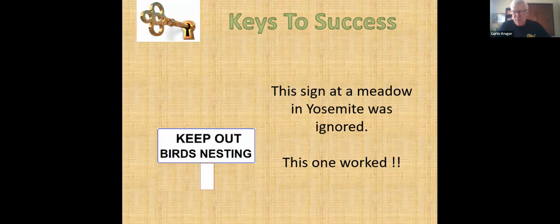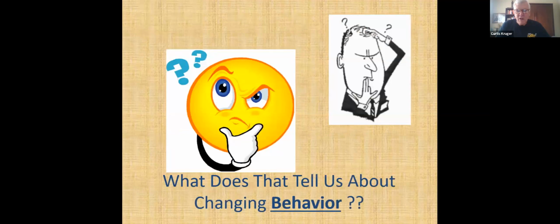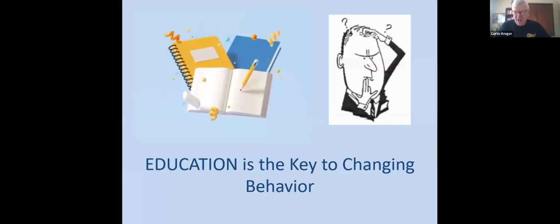People don't respond well to being lectured or told what to do. What works better is to explain the reasons behind the rules. Explain the reason why. Just telling people what to do doesn't work. Let me say that again because it's important. The key is education. Explaining the safety or resource protection issues is the path to successful behavior change.